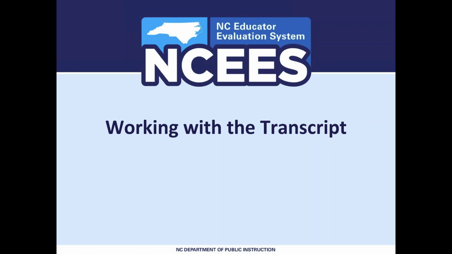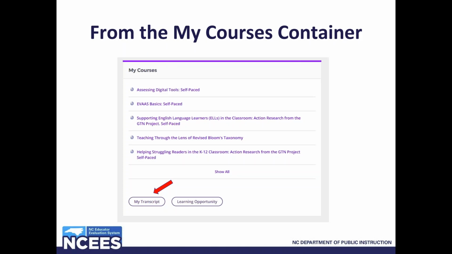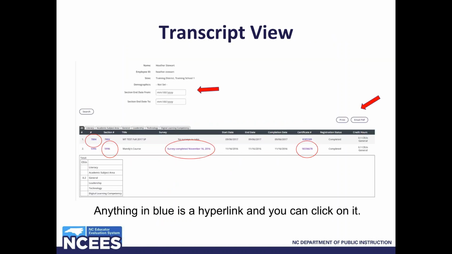When I have completed a course, I can view my transcript from the My Courses container. In the My Courses container at the bottom is the link to the transcript. This screen shows the courses a participant may have taken. The screen shows the section number, the title of the course, any survey required, the start and end dates, the completion date, the certificate number, and credit hours earned. Participants can email the entire transcript and get PDF versions of individual certificates. Anything blue is a hyperlink.